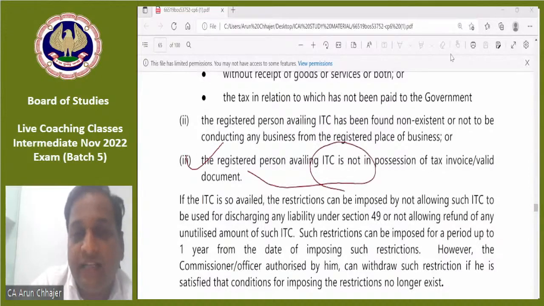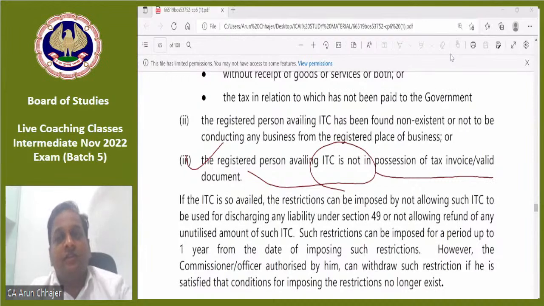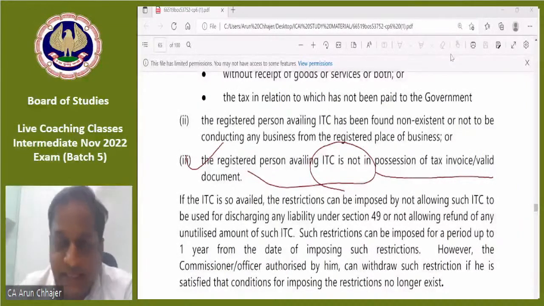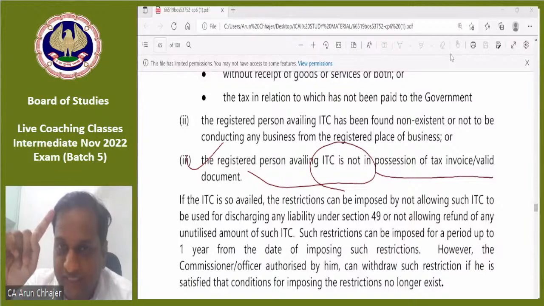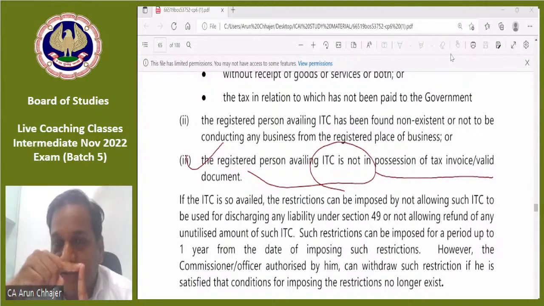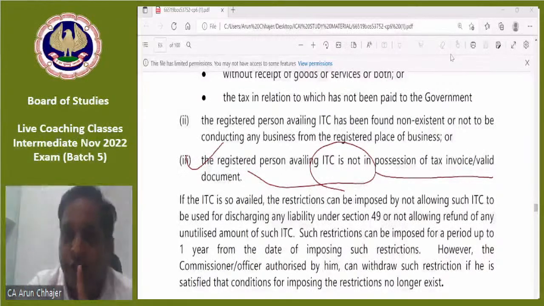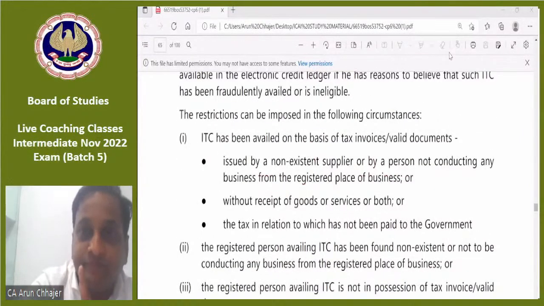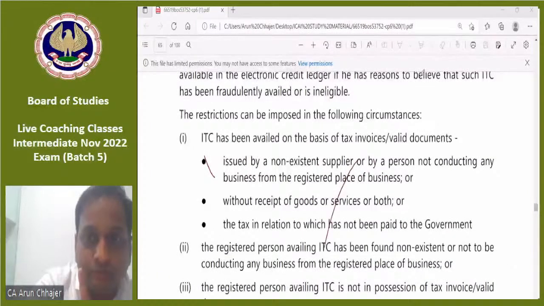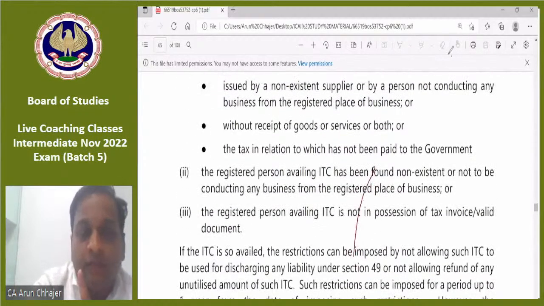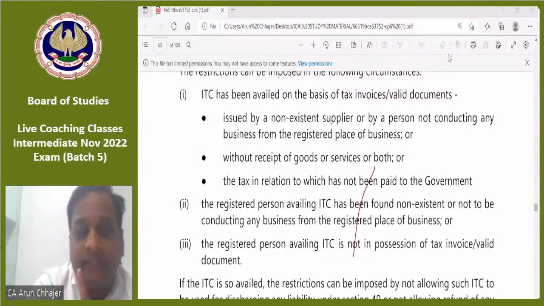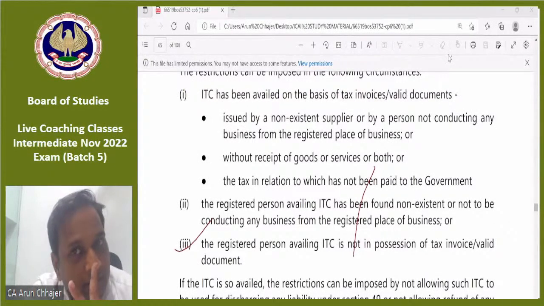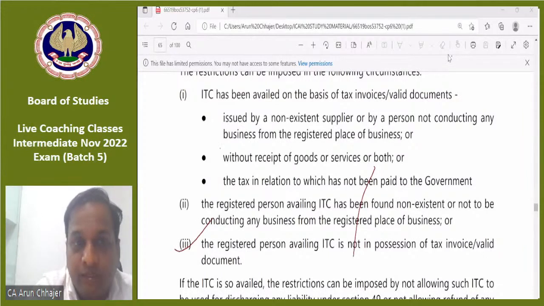Registered person availing the ITC is not in the possession of tax invoice or valid document. See, you remember 16. What is the first condition? Tax invoice or debit note or any other tax paying document should be there. So here that part is being covered. Last clause, the tax invoice is not there. Second was the goods or services have been received. This is the second part.